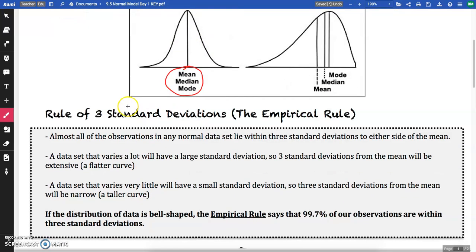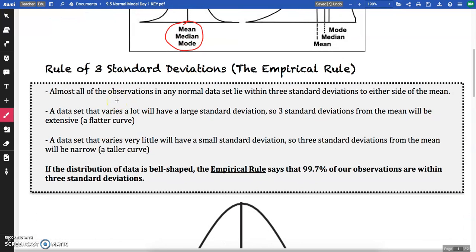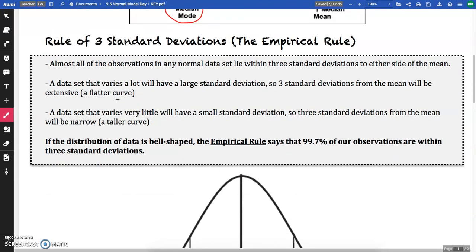Another big topic with normally distributed data sets is this rule of 3 standard deviations, also called the empirical rule, and sometimes called the 68, 95, 99.7 rule, and we'll see where these numbers come from in a moment. Basically it says that almost all data of a normal data set is within 3 standard deviations of the mean. So 3 above the mean and 3 below the mean. You can find most of the data in that range.